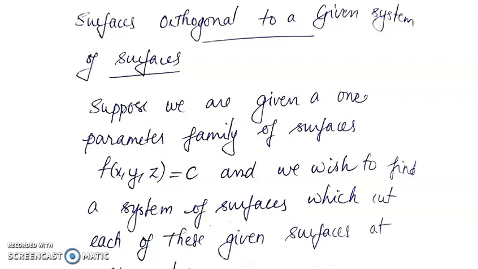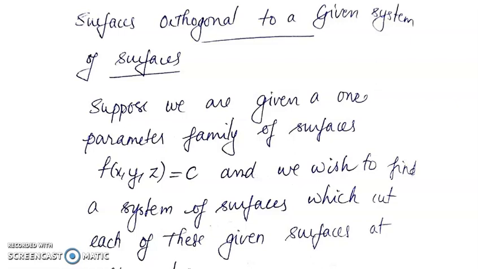So when c takes, so c is arbitrary, so that will give us a family of surfaces. If you have a family of surfaces, we are going to find another family of surfaces such that these surfaces intersect at right angles, or they intersect orthogonally.